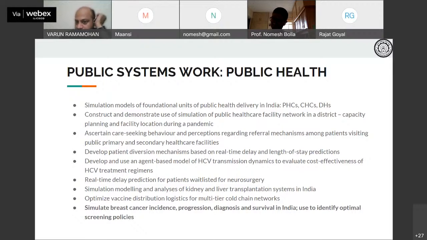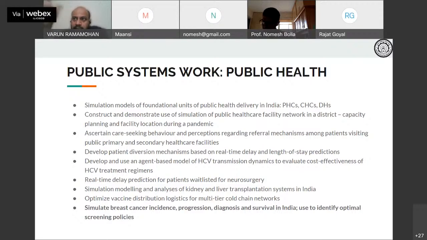So you have PHCs, primary health centers, you have community health centers, which provide primary and secondary care, and then you have district hospitals, of course, where you go for slightly more specialized care and for more medically serious cases. What we have focused on is developing simulation models of these foundational units of public health delivery in India. There are around 35,000 PHCs in India, and the government has a vision to increase this significantly, not just to increase the number, but also to upgrade them. So that is ongoing. Community health centers, there are fewer, for obvious reasons.